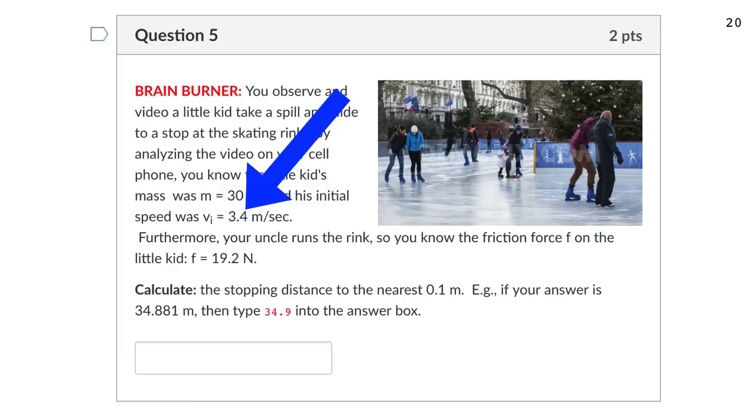And what formula is delta P a big part of? Impulse formula. All right, so now, but we have to have a force for that, and we got that. Because your uncle owns the skating rink, and so you know that the friction force F on the little kid is 19.2 newtons. Now in real life, nobody goes around measuring friction forces on little kids at ice rinks, but let's pretend that your uncle did, and so he knows it's 19.2 newtons, all right?